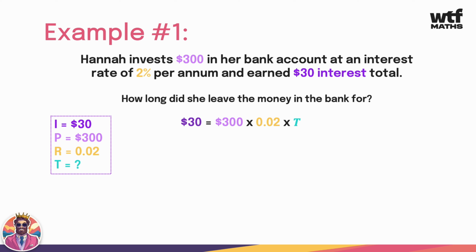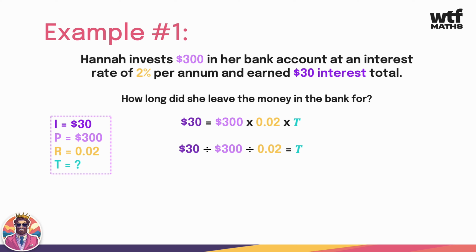So $30 is $300 times 0.02 times T. And T stands for time. We don't know what it is. All we're going to do is take our interest and divide it by what we do know. So we're going to take the $30 interest and divide it by the principal, which we know, and the rate, which we know. If we do this, it's just like solving an equation and we'll be left with T. So $30 divided by $300 divided by 0.02, whatever the answer is, will be T.